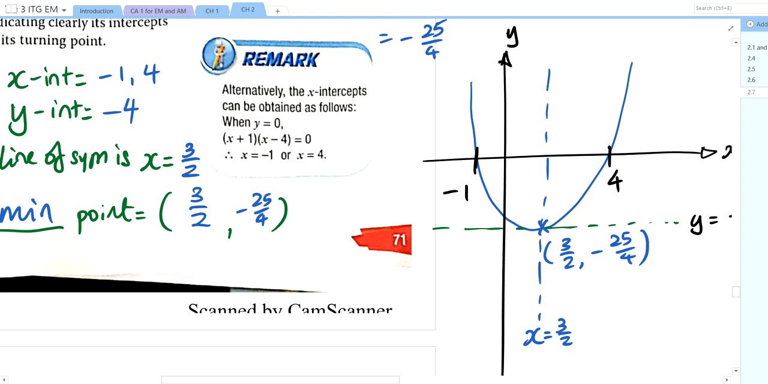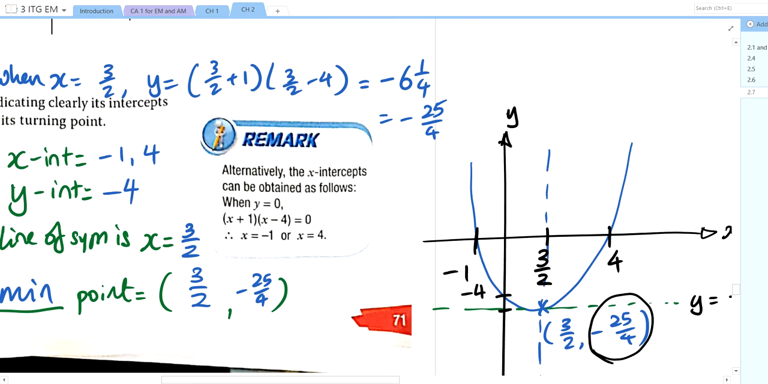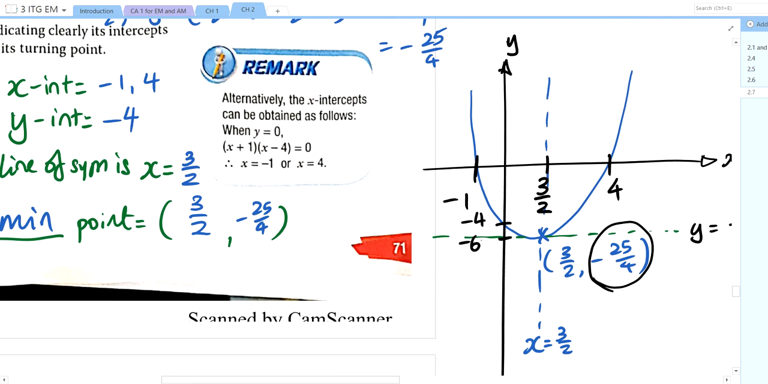So what if the 3 over 2 is below? What is positive? This is 3 over 2. X coordinate is 3 over 2. Does it still make sense? Okay, it is still okay. What about the y-intercept? What is the y-intercept? Negative 4 over here. Okay? Negative 4 is below the x-axis, right? It makes sense. What about this minimum point? What is this value? Negative 25 over 4, right? It is actually the same as negative 6 and 1 quarter.